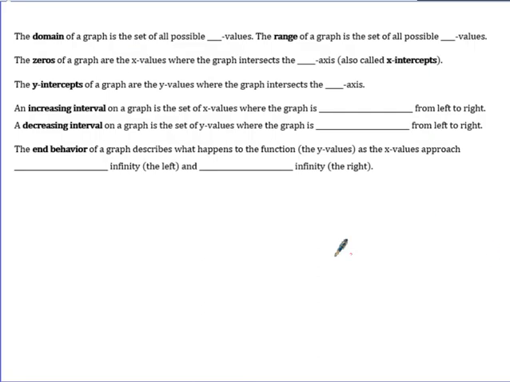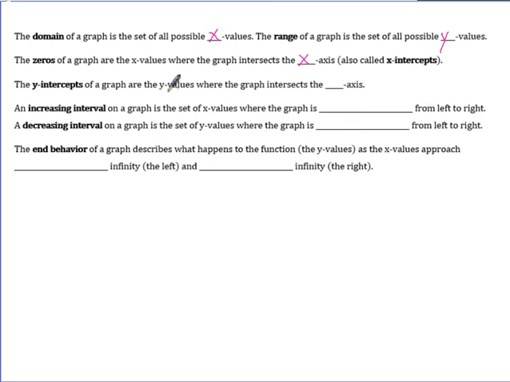Okay, so in your notes here we have some definitions. The domain of a graph is all the possible x values. The range of a graph is all the possible y values. We just talked about that. Alright, the zeros of a graph, hopefully you remember this, are the x values where the graph intersects the x-axis. So zeros, x-intercepts, those are the same thing. Your calculator might also call it roots. Okay, all of those three things are the same thing.